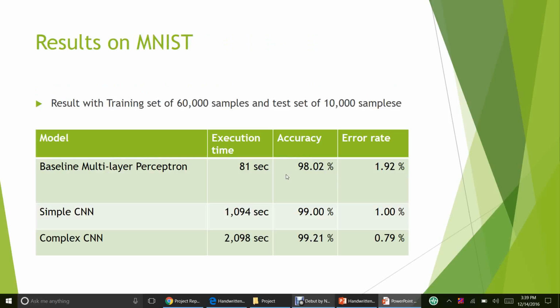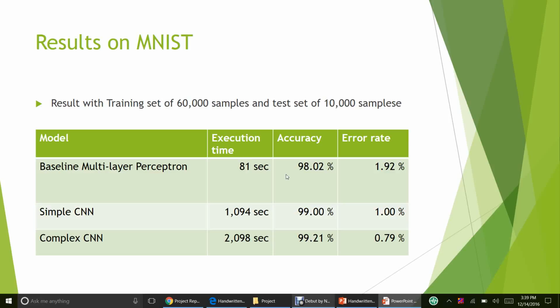So we implemented the baseline multi-layer perceptron with one input layer, one hidden layer, and an output layer. So that's just 3 layers. It had an output accuracy of 98%, but an execution time of 81 seconds.